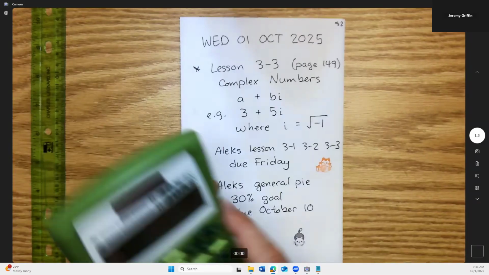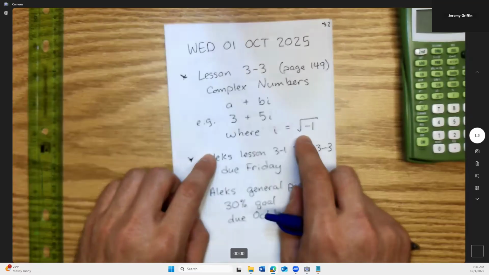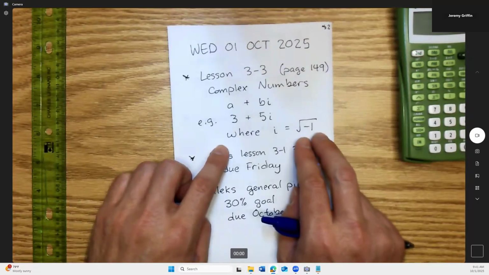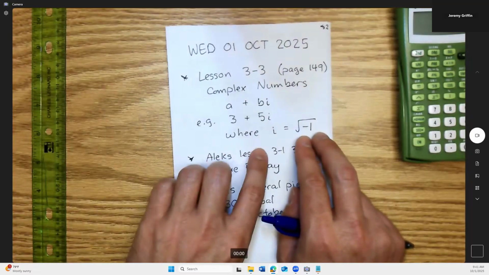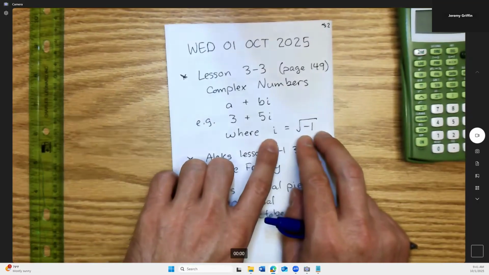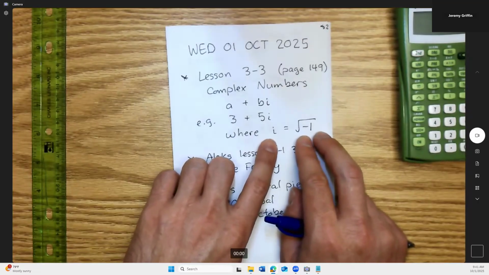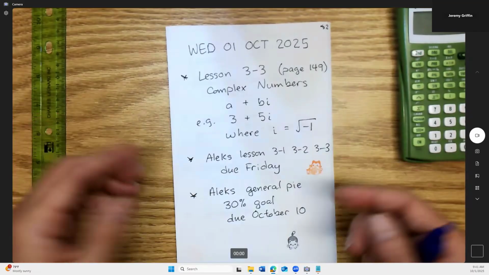Right? And so what we're going to do is go into imaginary territory. So we're calling the square root of -1 I, which is not a real number. It's an imaginary number. Right? You say, okay, well, what purpose could that possibly have?